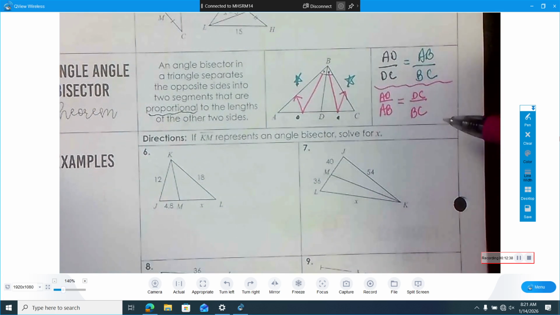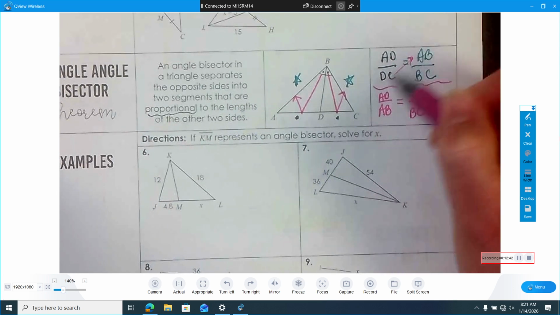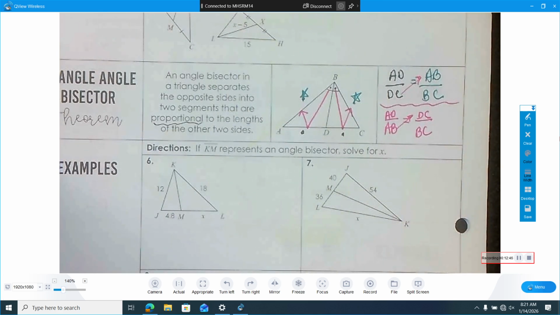Are these the same? Yes, they are. If we cross multiply, we're multiplying AB times DC, and here again, we're multiplying the same AB times DC. So it's just however you want to set that up.